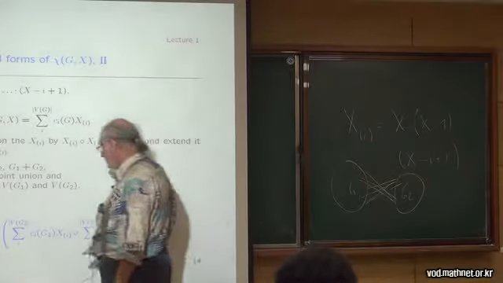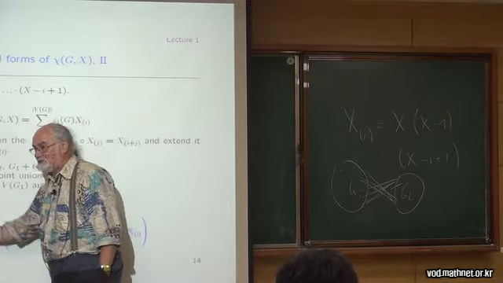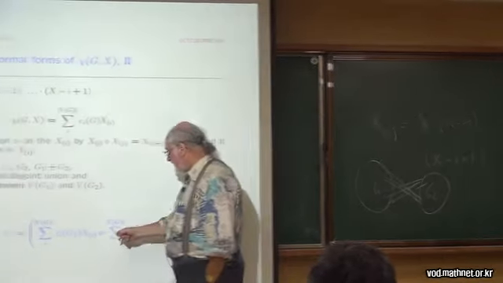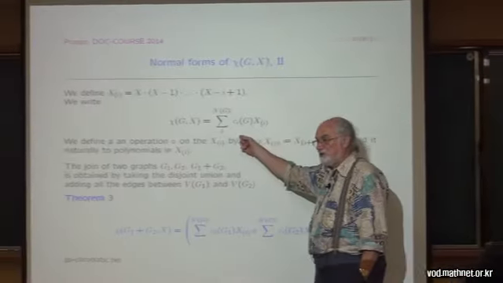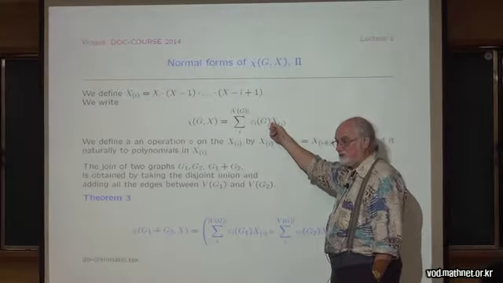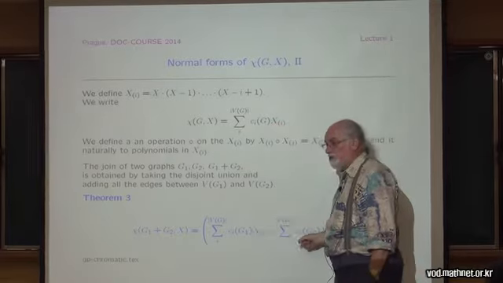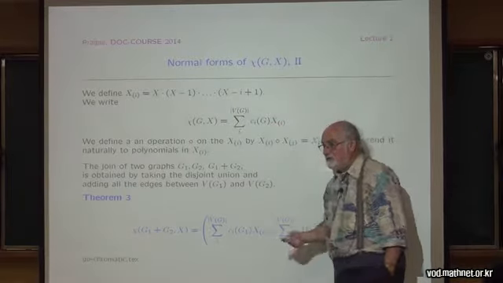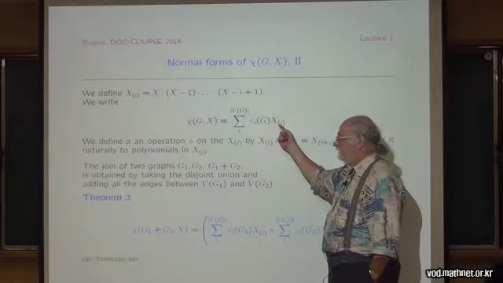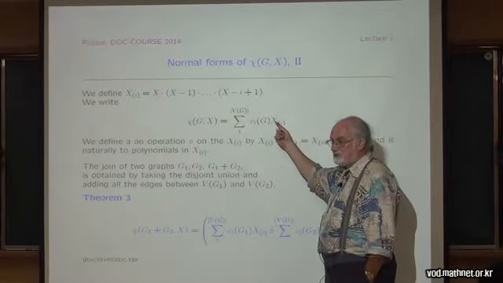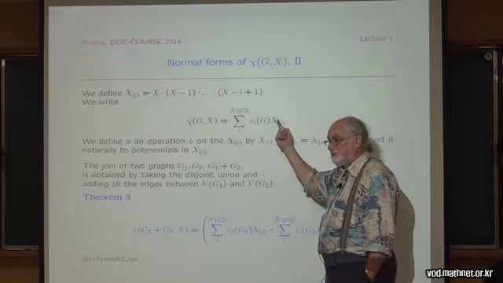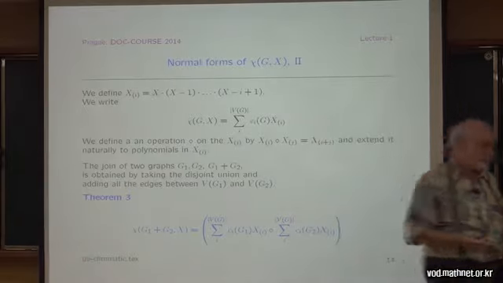And then you get that the join of two graphs can be computed as the product correspondingly defined in this presentation of the two composing graphs. So it shows that the way you choose the basis, you have different nice properties of a certain polynomial.